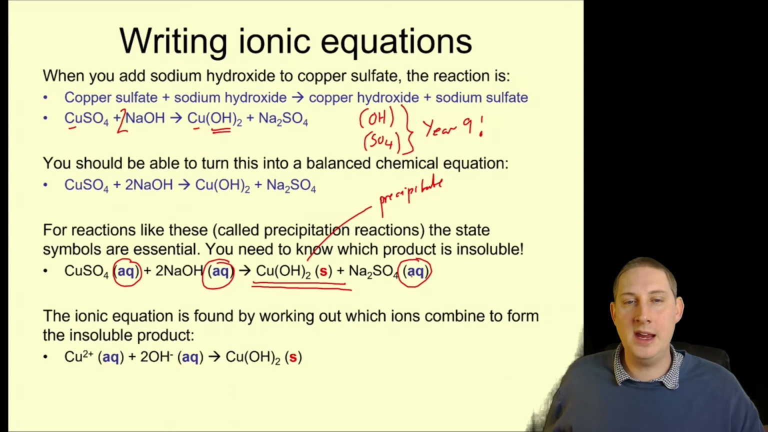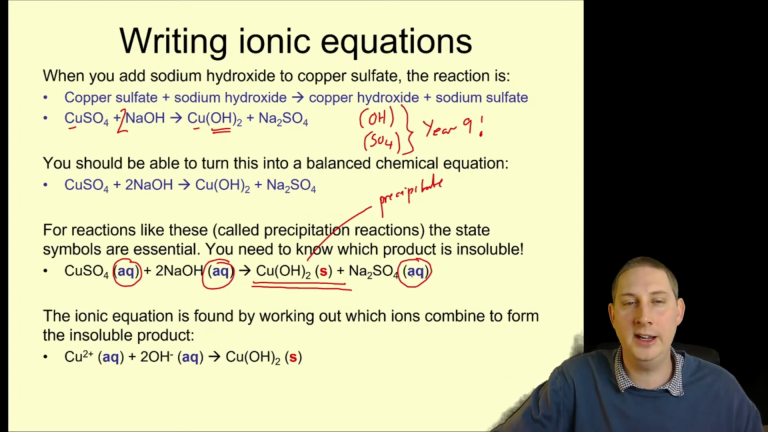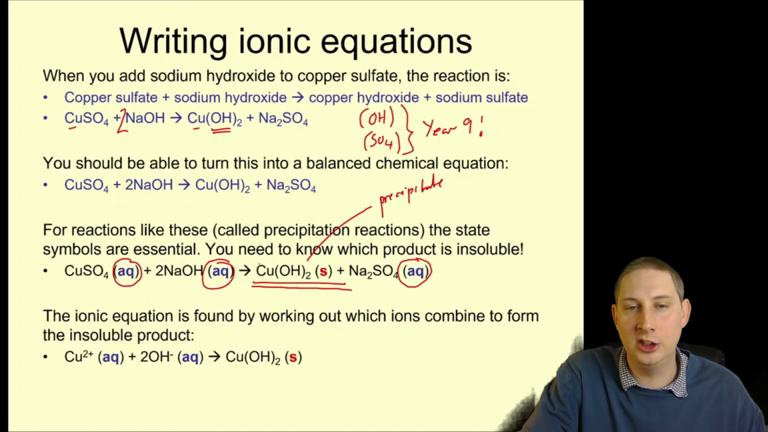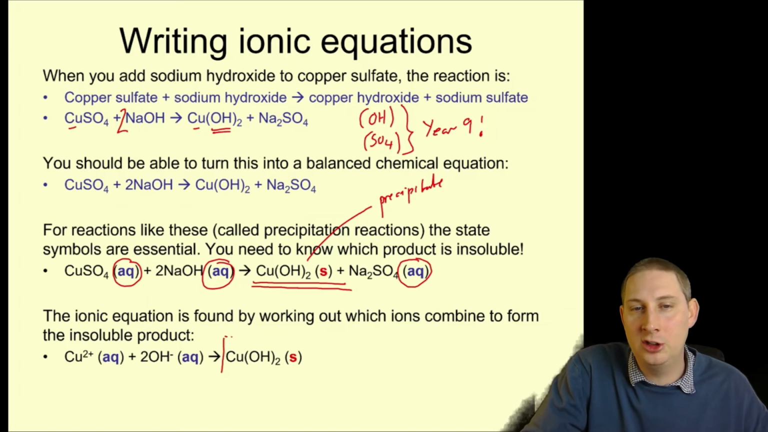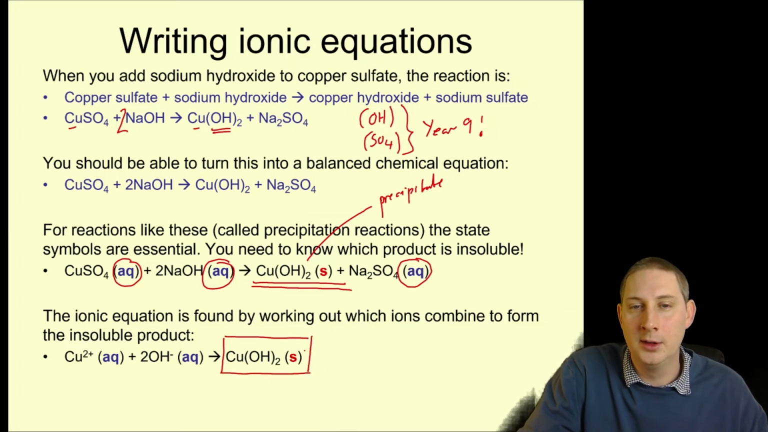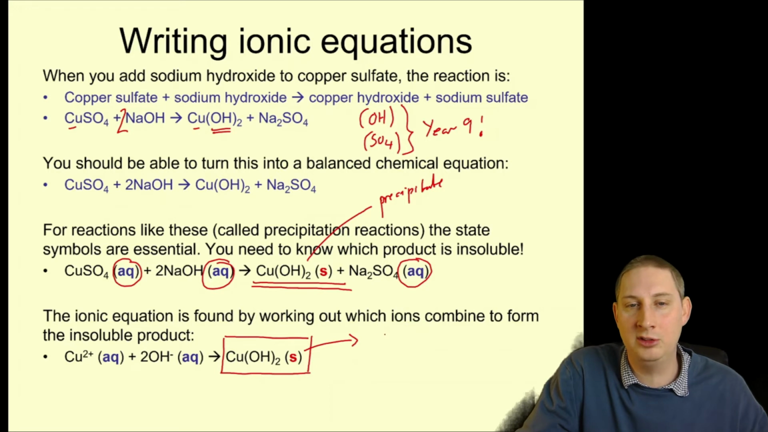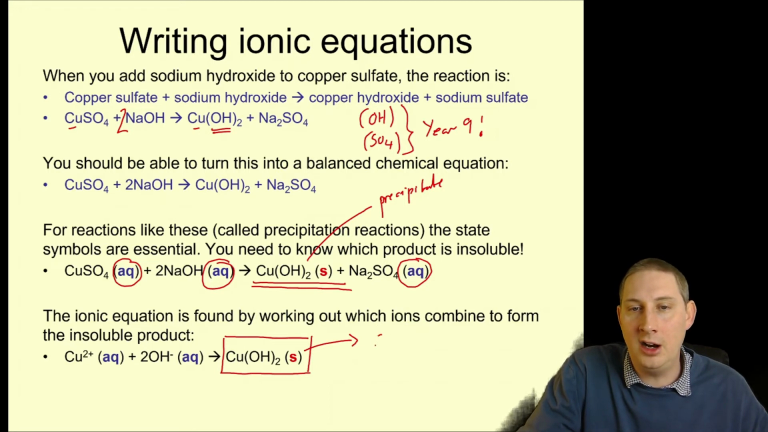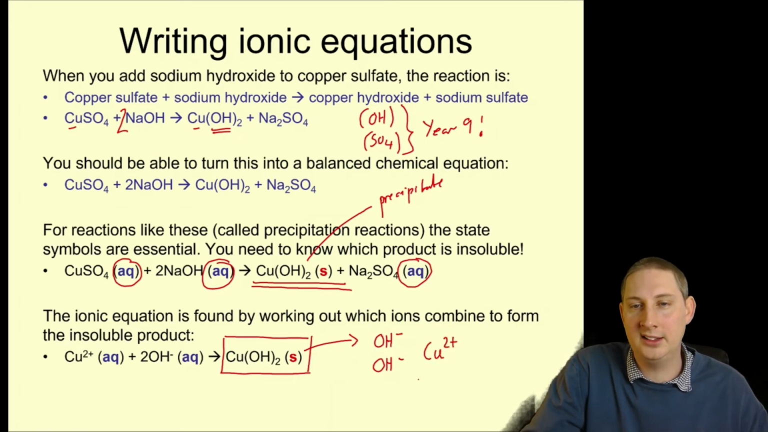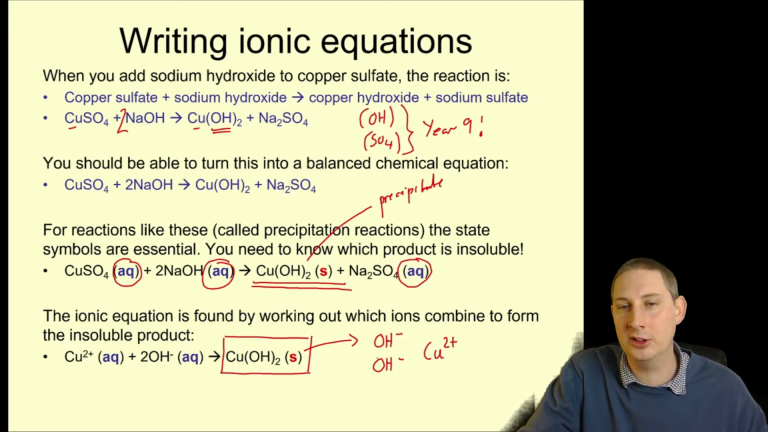To write the ionic equation, we just have to say which ions combine to form the insoluble product. So if the insoluble product is copper hydroxide, what ions are in that? Well, as long as you have been paying attention through the chemistry course, you should realise that a hydroxide ion is OH minus, and there are 2 of those, and therefore they must be balanced by a Cu2 plus ion. So in that copper hydroxide there are 2 hydroxide ions and a copper ion.